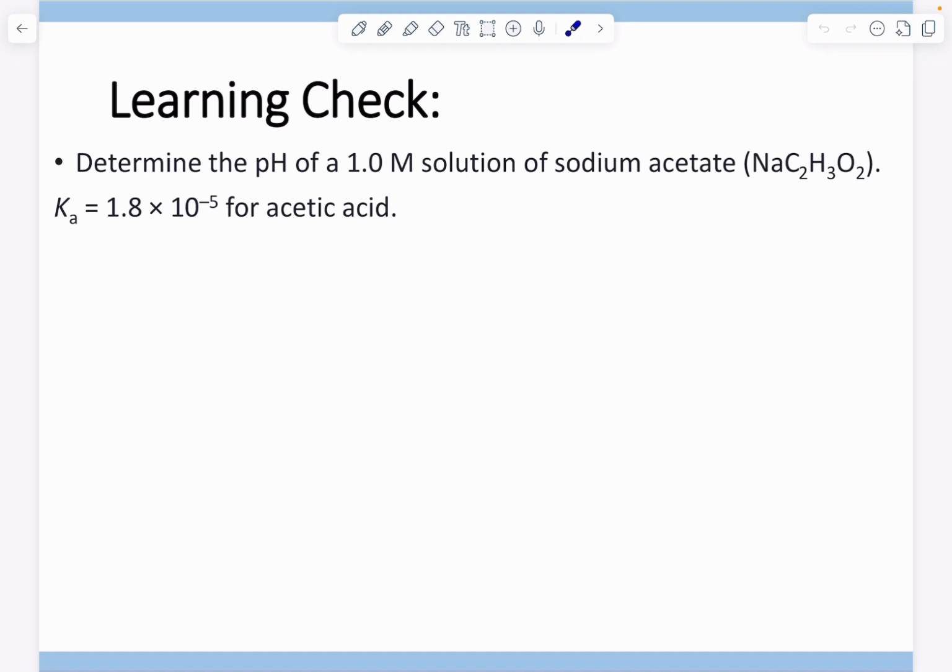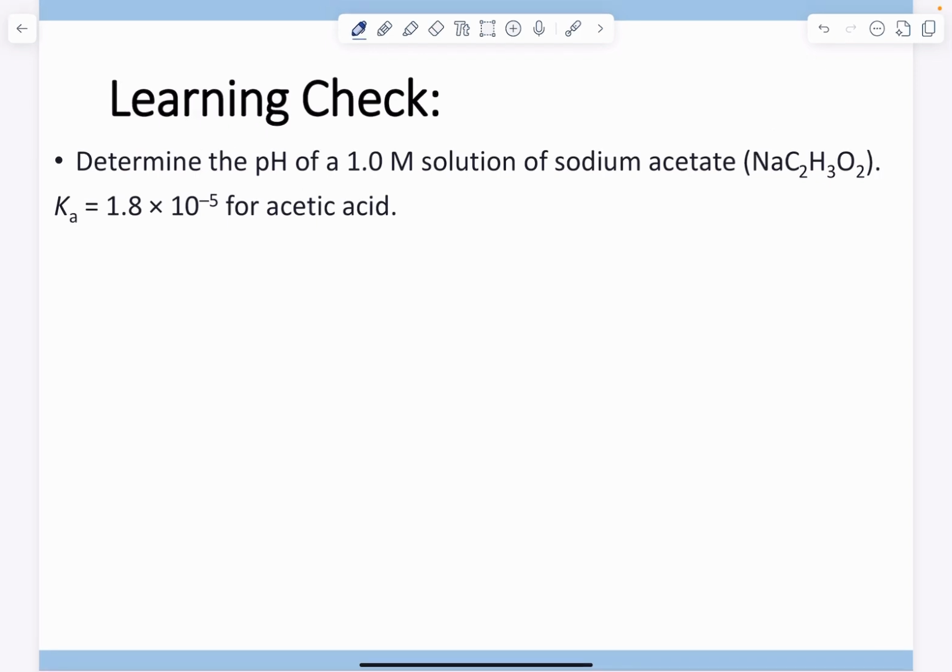It says, determine the pH of a 1.0 molar solution of sodium acetate, and then we're given Ka for acetic acid. So for sodium acetate, we should first figure out what we're working with. This is a salt. We have a counter ion, sodium. We'll go above. This sodium acetate will dissociate into Na plus and then acetate. Na plus, the sodium ion, is the spectator ion.